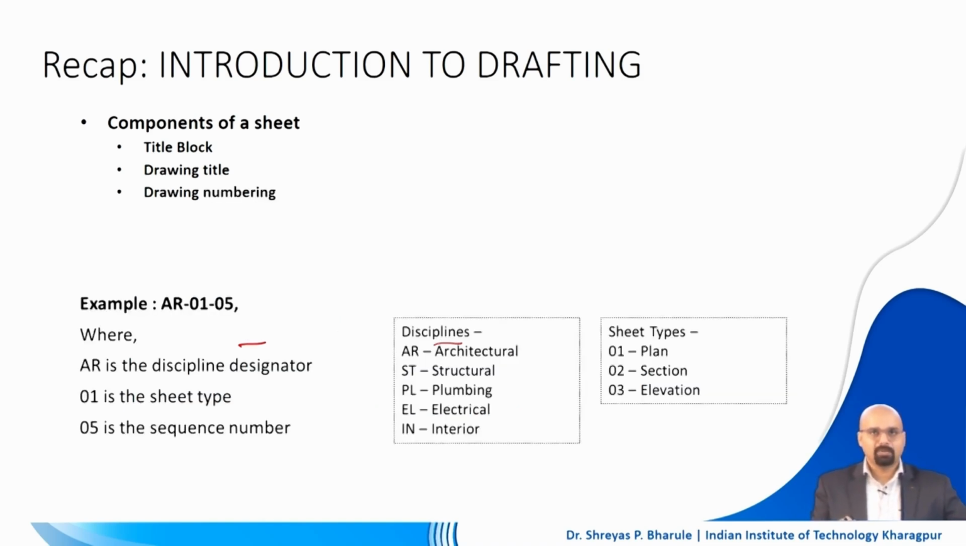Next is drawing numbering, the way we number the drawings. I need to erase this. The way we number the drawings is important, because when we are numbering the drawings, there are different sets of drawings which will be there.